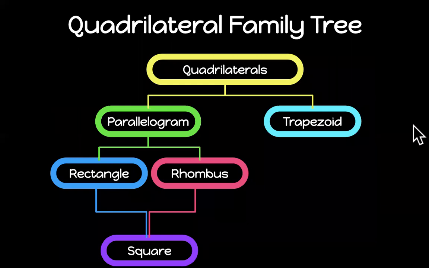All right, so here is our completed family tree. Again, all of these shapes that we talked about are quadrilaterals, but there's different types of quadrilaterals. They could be parallelograms, they could be trapezoids, rectangles, rhombus, or square.